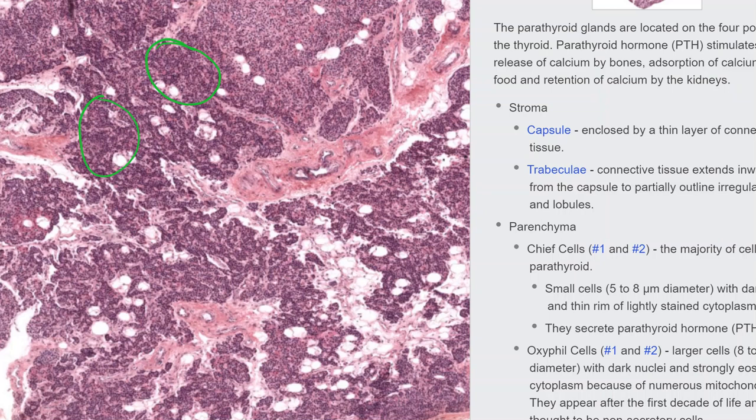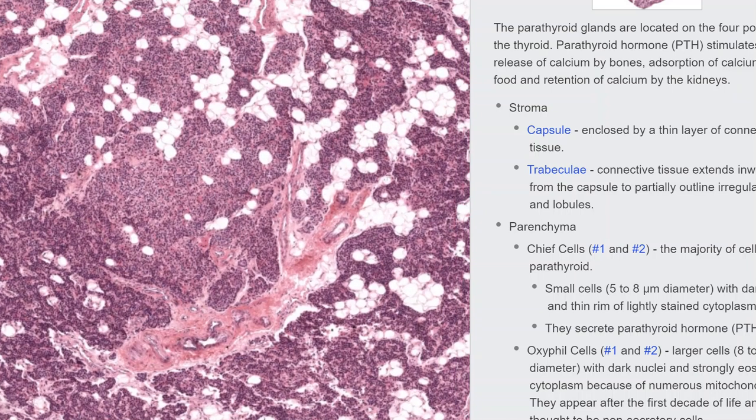We can also see the connective tissue matrix here, and all of this kind of stringy stuff is connective tissue matrix. We can also see some adipose tissue. And so if I move the slide a little bit, we can see a lot of these bubbles. All of this stuff is adipose tissue, and that just happens as we age. Our glands get invaded by adipose cells.